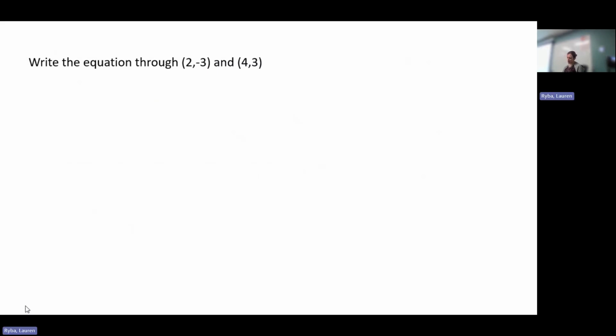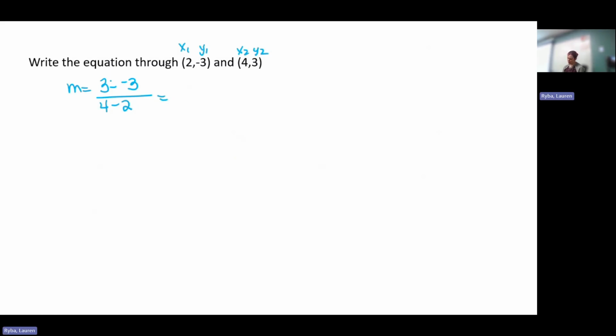All right, then last one here, write the equation of the line through 2 points: (2, -3) and (4, 3). So we have a point and another point. We must get the slope. So x1, y1, x2, y2. The first thing I'm going to do is find my slope. Taking y2 minus y1, so 3 minus -3, and then x2 minus x1, so 4 minus 2.